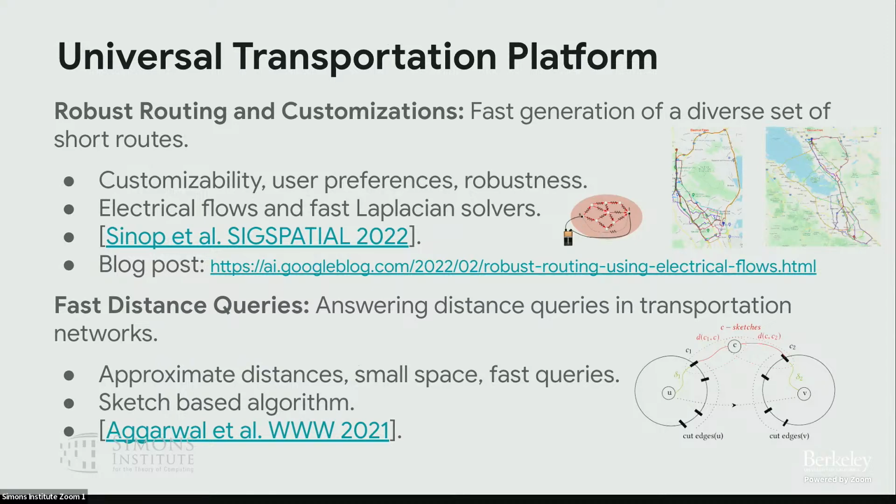Similarly, another important functionality that these systems should be able to support is, like I said, customizations and some degree of robustness. By that we mean dealing with changes, right? When things fail, I still need to be able to route. You can't just say there's no route available, for example, right? A lot of customizations, user preferences and so on.